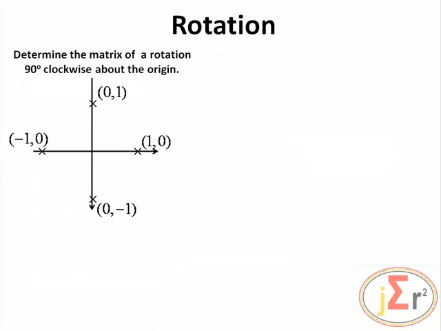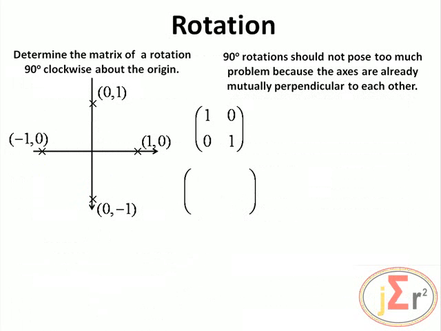Rotation. Determine the matrix of a rotation 90 degrees clockwise about the origin. 90 degrees rotations should not pose too much problem because the axes are already mutually perpendicular to each other. So we should have no problem whatsoever with our rotation, especially not with 90 degrees.